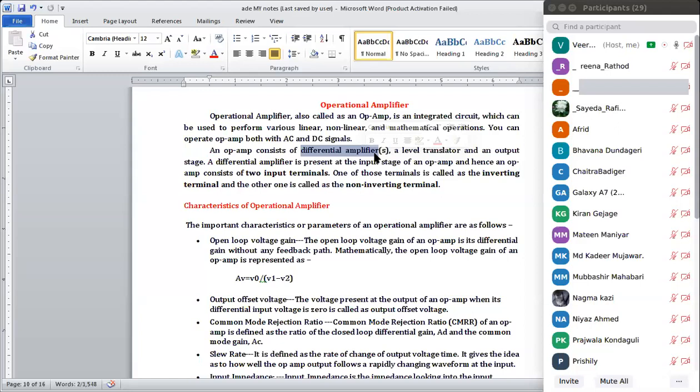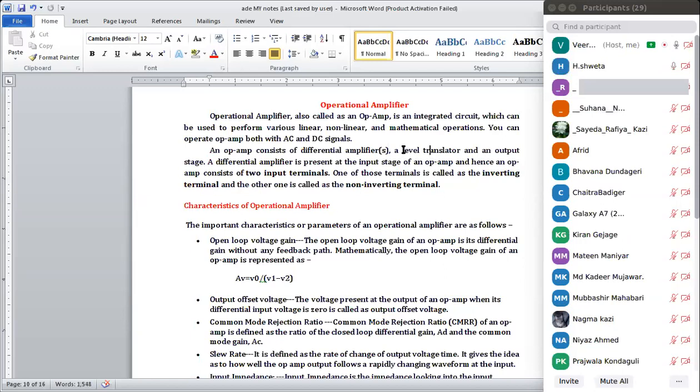Then after going through this stage, there will be a level translator. Because we want an input signal to have good strength, the level of that signal is translated to an upper level. So the second stage, or middle stage, is the level translator, and then directly an output stage. So these are the three stages that an operational amplifier has.